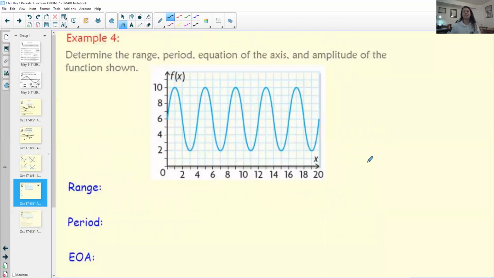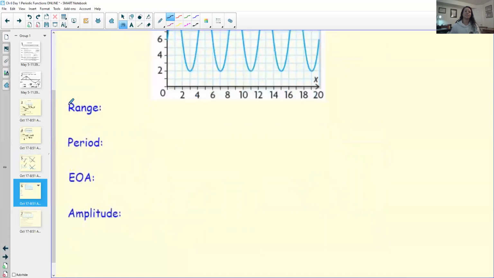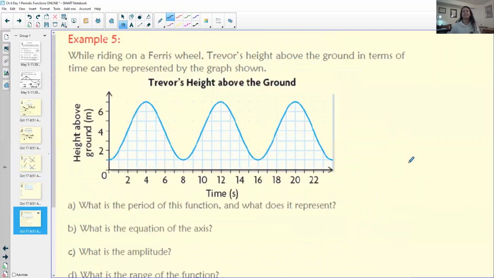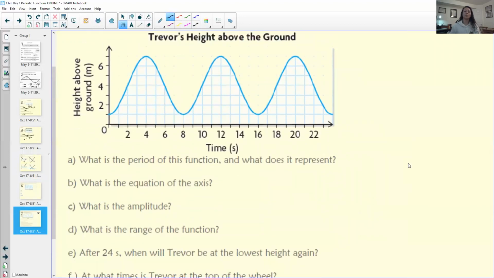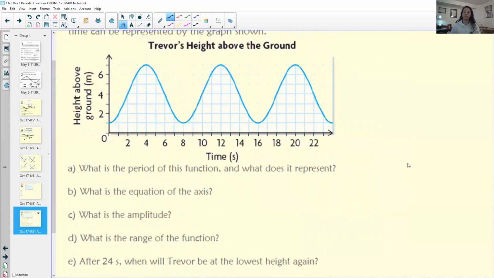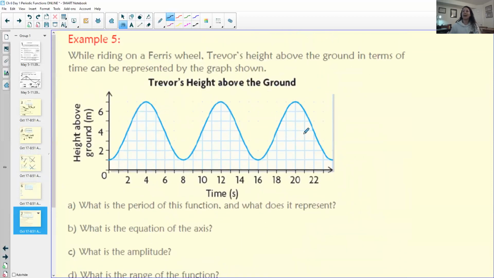Okay. Example 4 you can do on your own. It's just identifying range, period, equation of axis, and amplitude. And this is a word problem. It is from your textbook, so you can look at the solutions in your textbook. Anyway, it's a pretty straightforward lesson. I know I took a little bit of a long time to do it, but please go over, review, and today you're just being comfortable with what makes a periodic function or sinusoidal function and learning the different terms like period, equation of the axis, amplitude, and stuff like that.